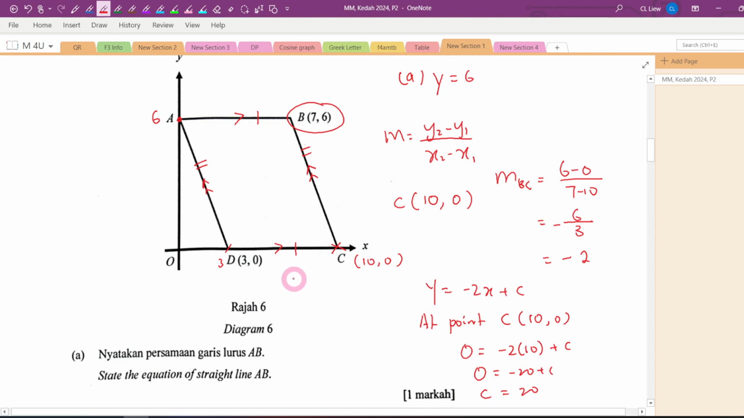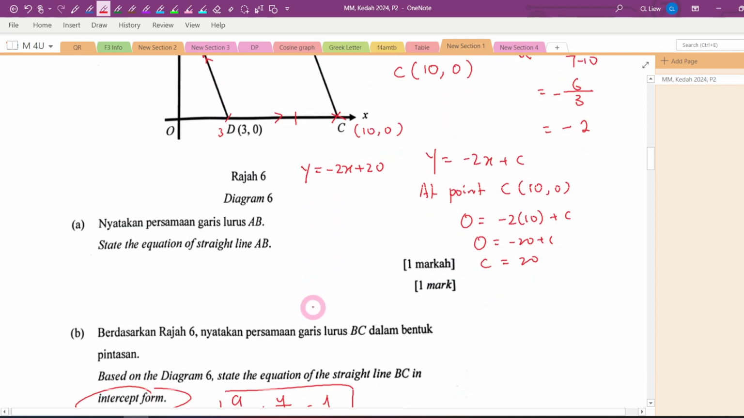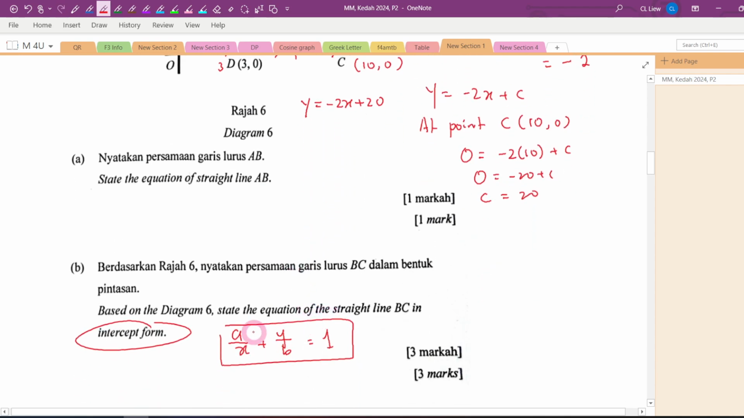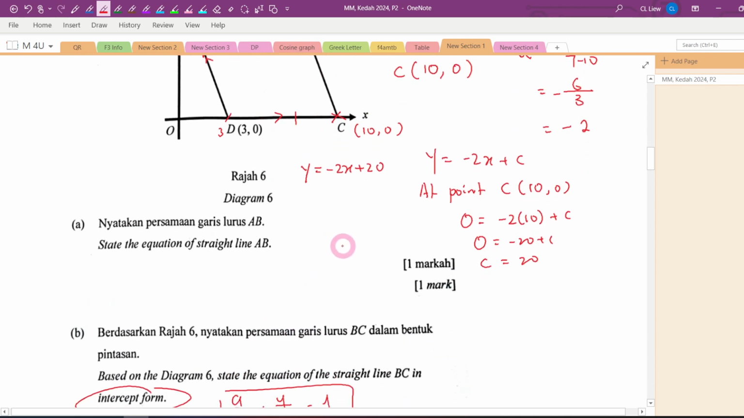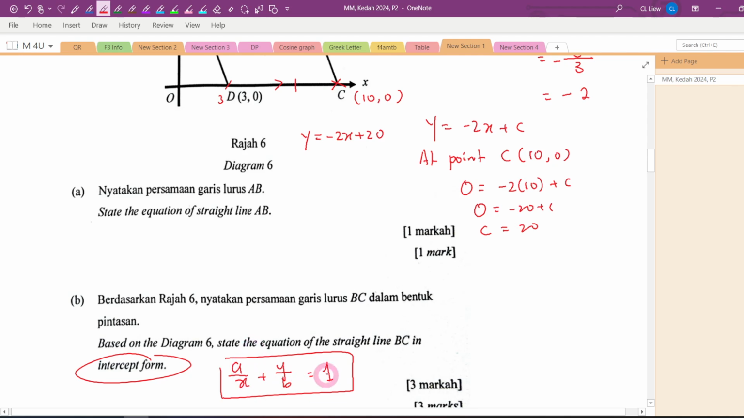Now we got the equation. We know c is equal to 20, right? So y is equal to negative 2x plus 20. But we cannot stop here because this is not intercept form. This is gradient form. The question asks us to give our answer in intercept form. So we need to rearrange it so that I will get intercept form. Move this over here. It becomes positive 2x plus y is equal to 20.